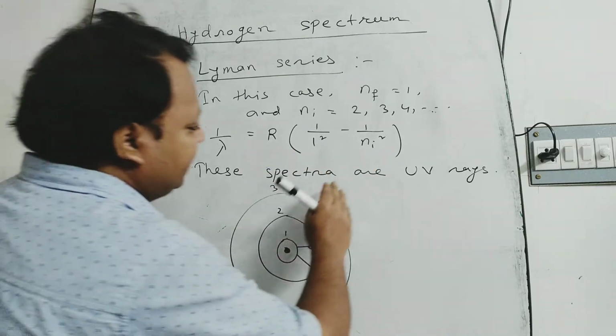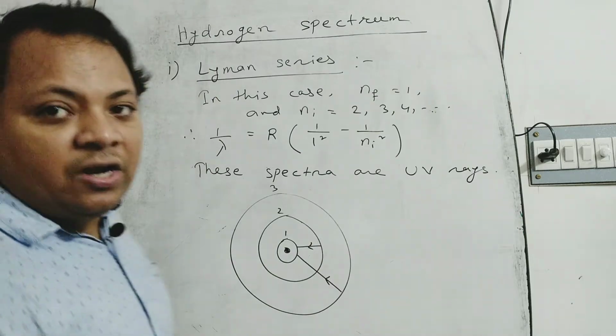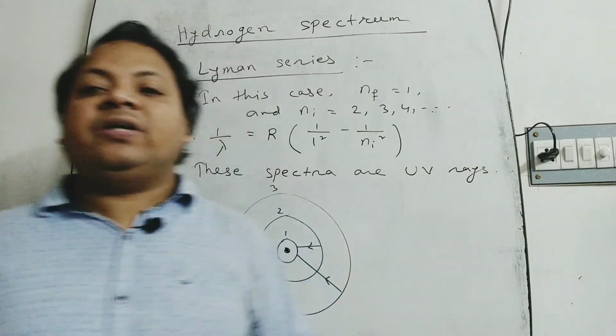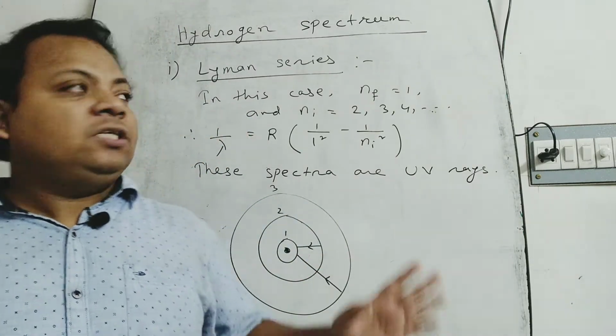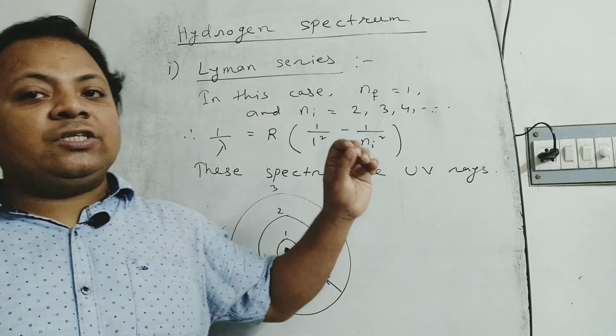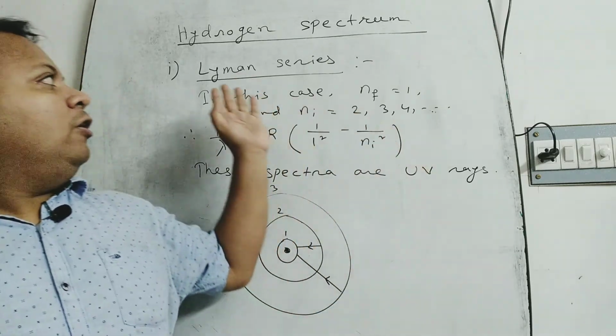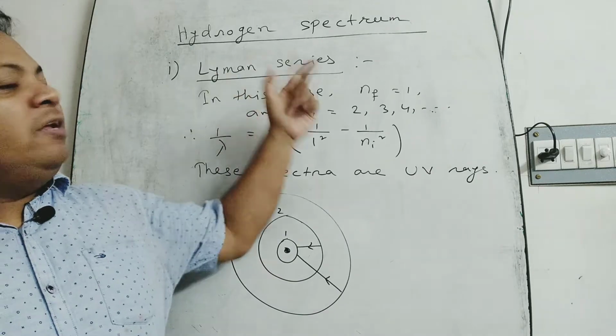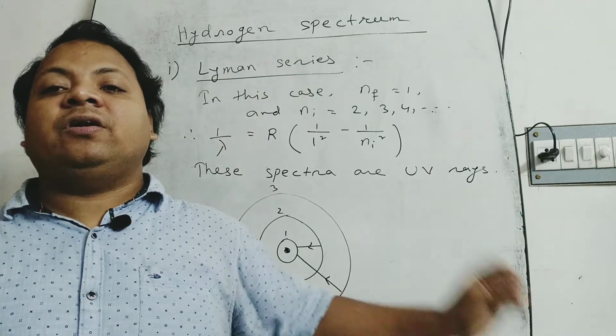And these spectra are ultraviolet rays. That is, the radiation emitted in the Lyman series is ultraviolet radiation.